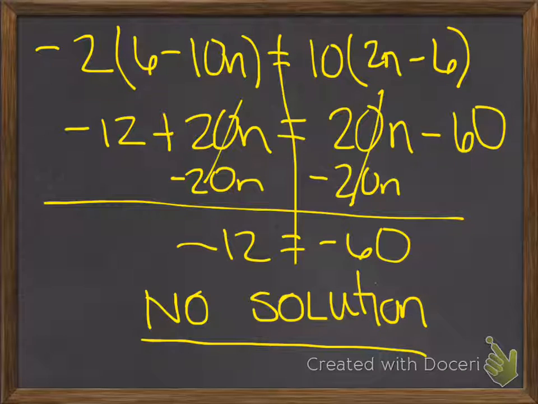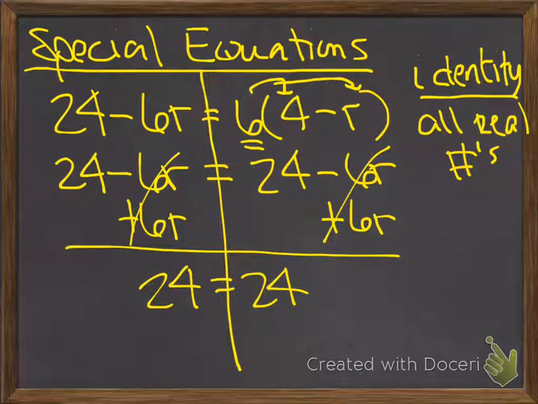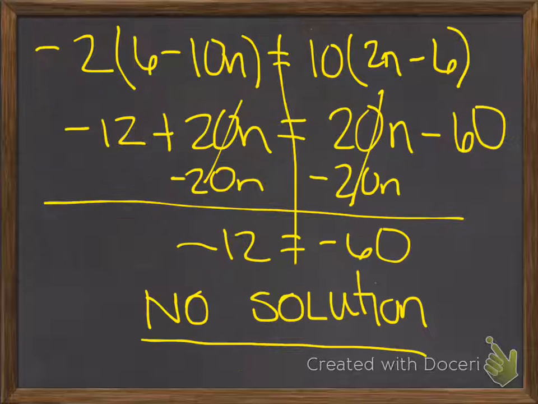Notice, just like in the identity one that we did here, the variables go away. As Liz noticed, the variables are the same on each side. Here, though, it's a true statement. 24 is 24. 8 is 8. You get the same thing on both sides with no variables. There's an identity in all real numbers. Here, you get no variables, and it's not true.